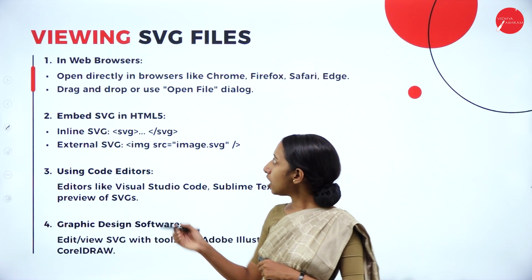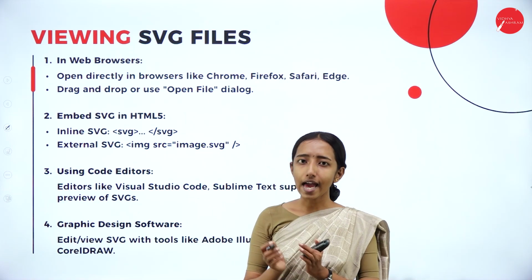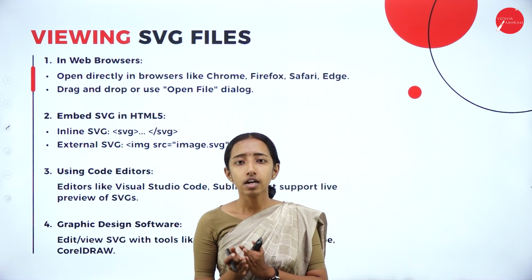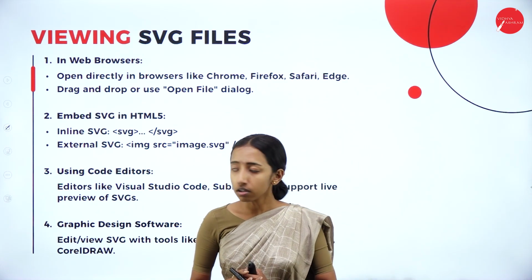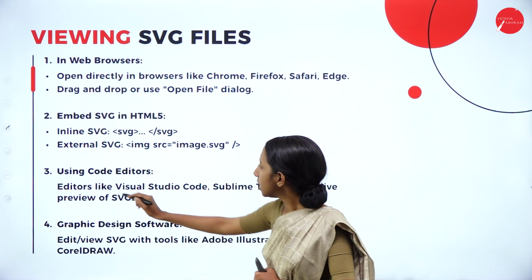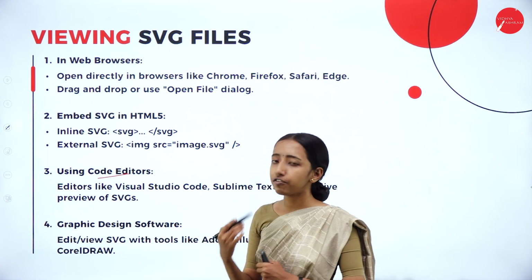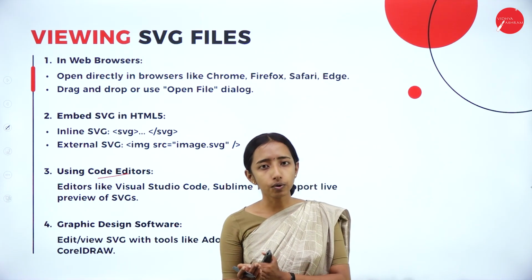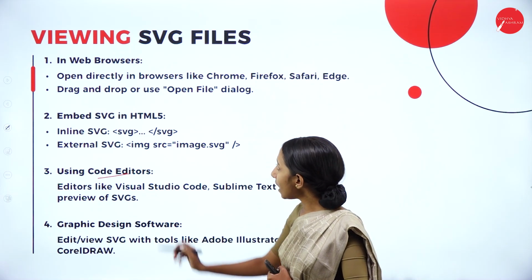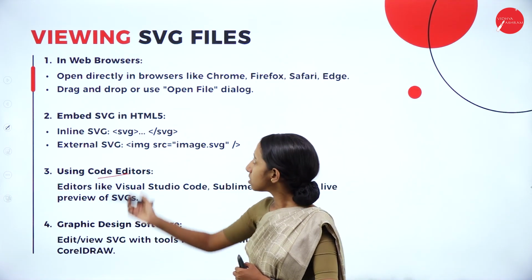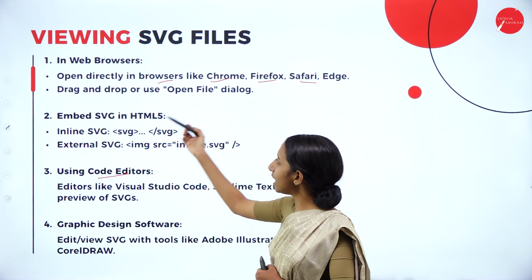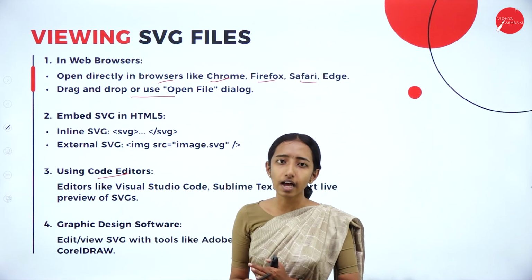So next here we are viewing the SVG files. So the SVG files can be viewed, for example, in a browser, or for example in the embedded SVG in HTML, or using the code editors, graphic design software. So we can view the file of the SVG on different platforms. So the first one is a web browser. So here open directly the browsers like the Chrome, Firefox, Safari, Edge, and drag and drop the user to open the file.